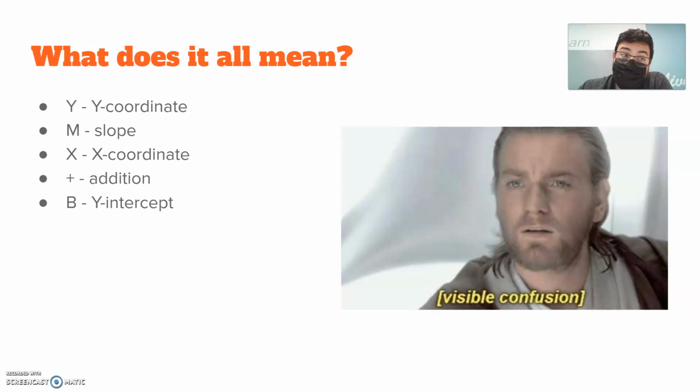The x coordinate is x, so that's what you could swap in. And then the plus sign is obviously just the addition symbol. And then b stands for the y-intercept. The intercept means where the line is touching the y-axis of a graph. So when you have your graph like this, the line going up and down, or vertical, that is the y-axis. Whatever is going horizontal is the x-axis.